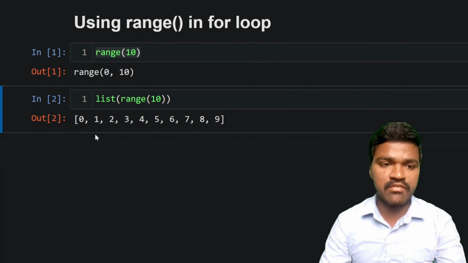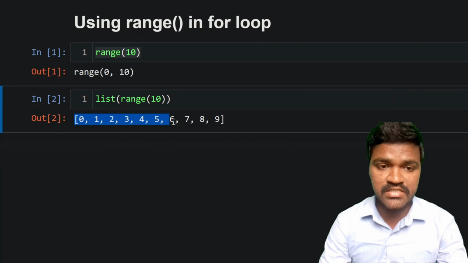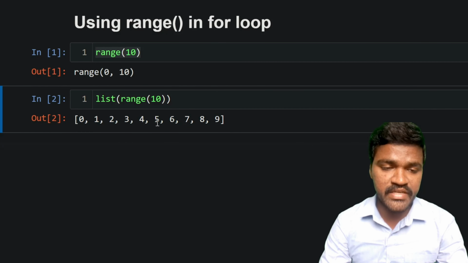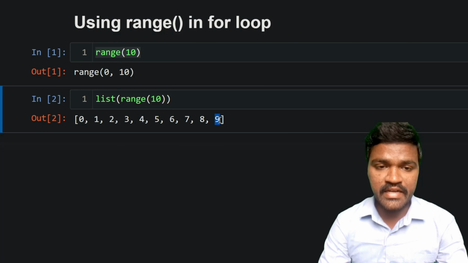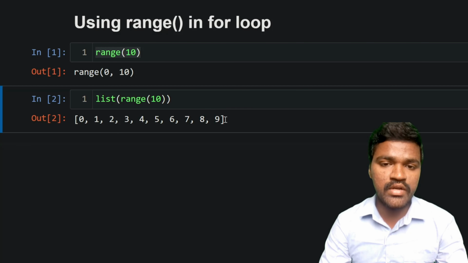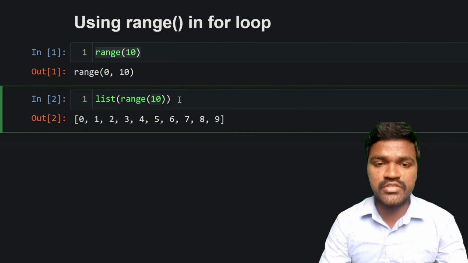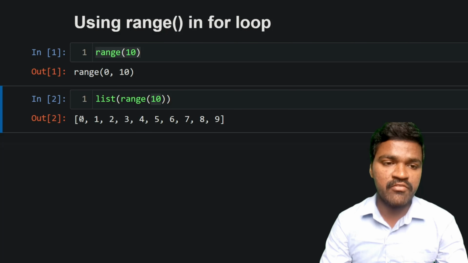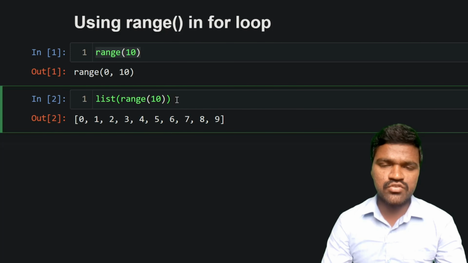Whenever I pass this range to the list, I get this many values, starting from 0 and ending at 9. The last value, 10, is not considered in the range function; only the value before it is considered. Because of that, we are getting the values 0 till 9. That is okay, that is fine.